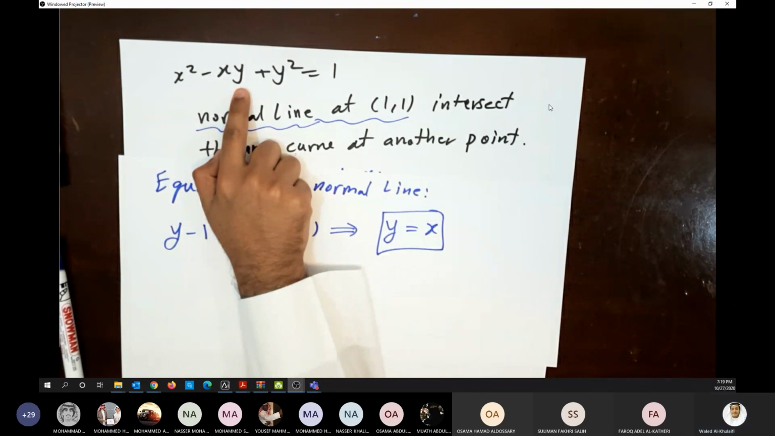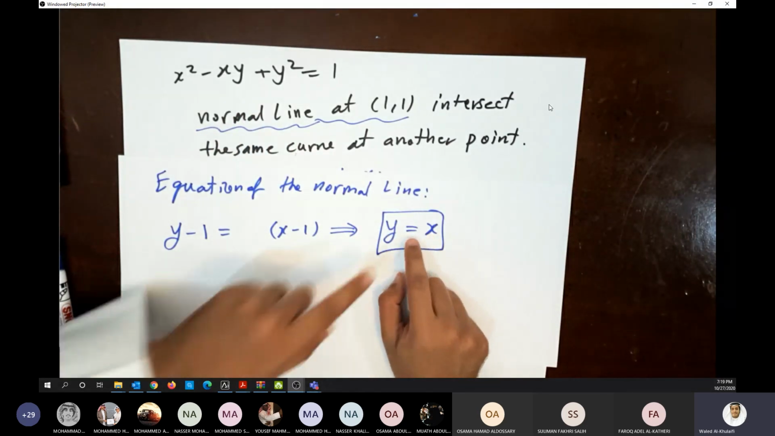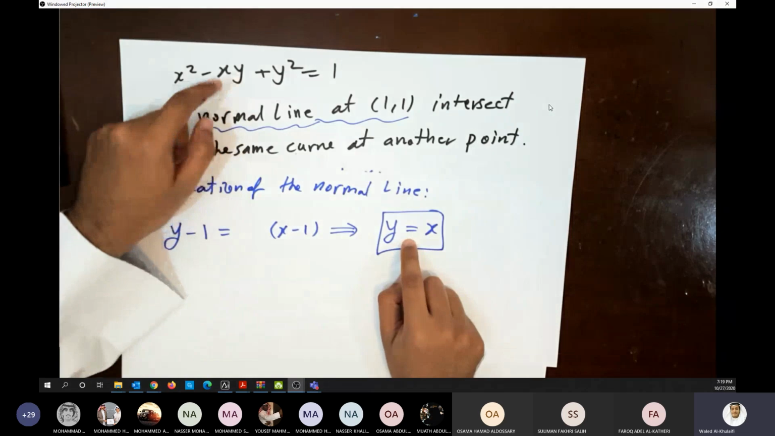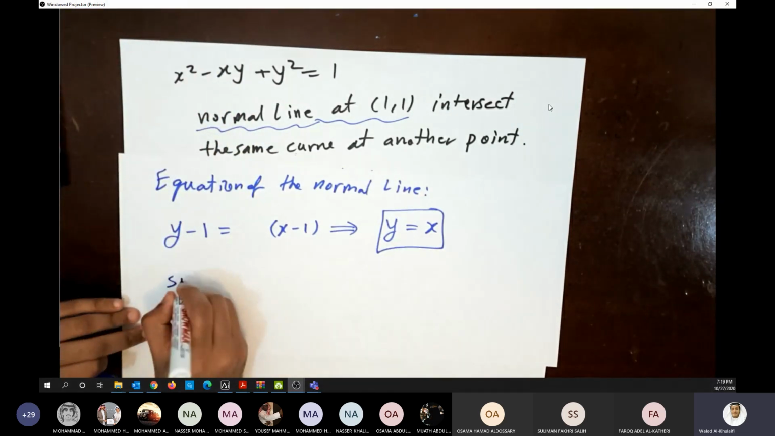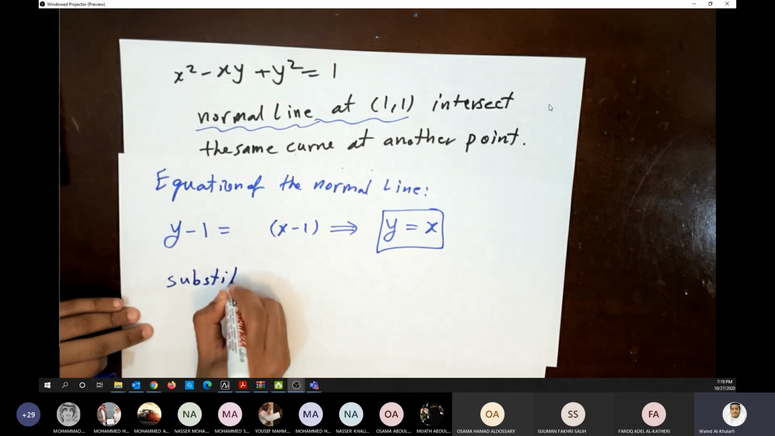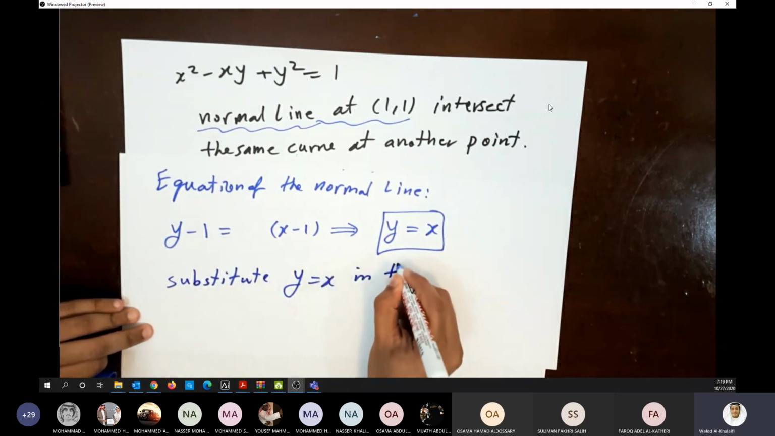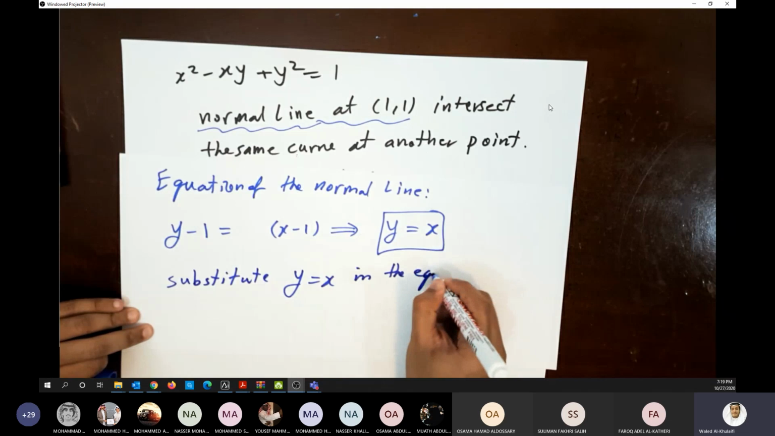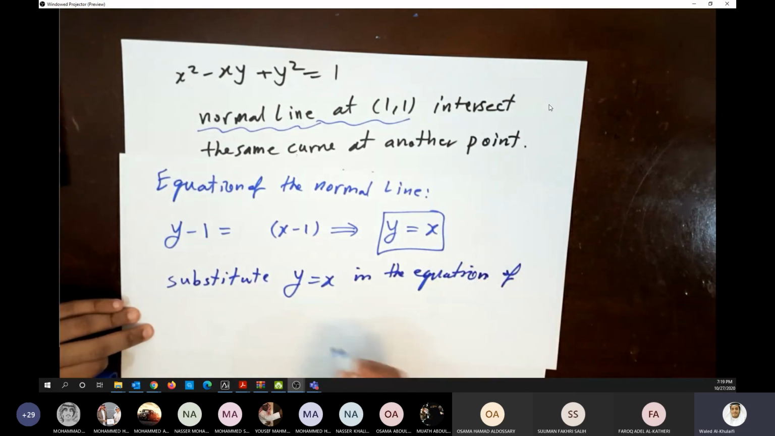We can take every y and substitute by x. Exactly. This is the other way to find the intersection points: substitute one of them in the other. If one of these equations is not clear or not explicit, substitute y equal x in the equation of the curve.